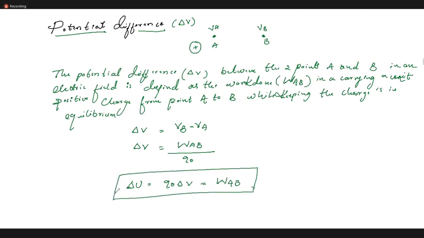Is it clear, students? Delta U is the change in energy. Let me consider the work done in this system as some internal energy, maybe potential energy or kinetic energy. So Q naught into delta V equals WAB, right? Yes or no? Yes, ma'am. This is the electrostatic potential difference. Okay, so how are you going to measure this?